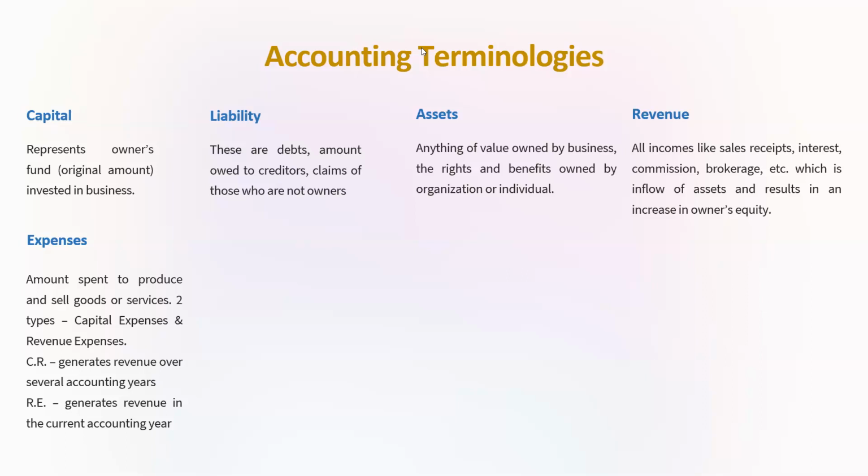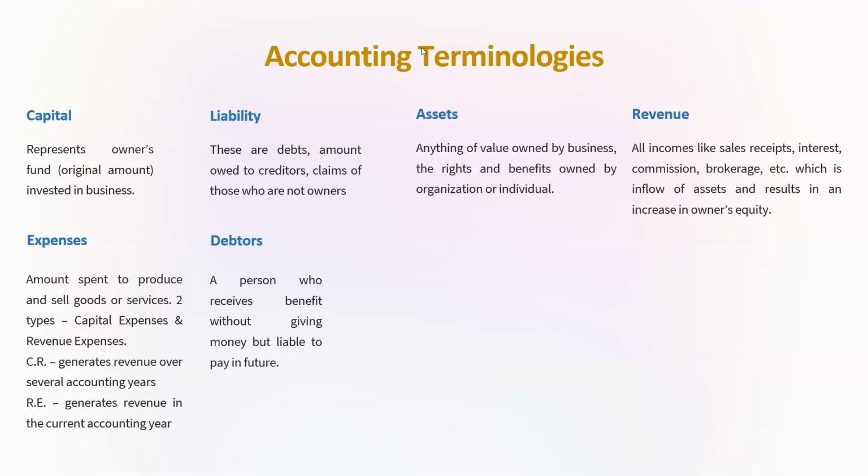So once the owner has invested something in the company, year on year the person will be reaping the benefits out of that capital. It goes on for several accounting years, whereas revenue is generated only during the current accounting year. If that revenue is above the capital invested and above the expenses made, it is considered as profit to the company.